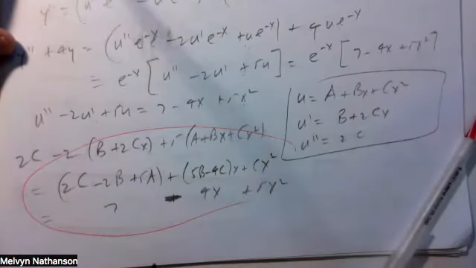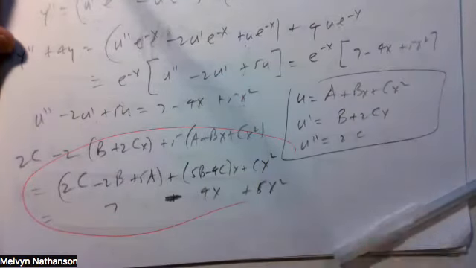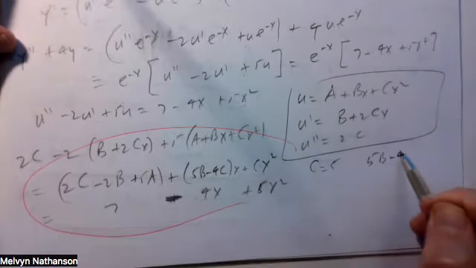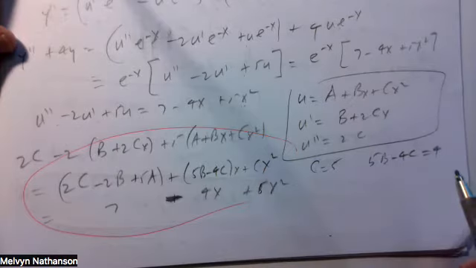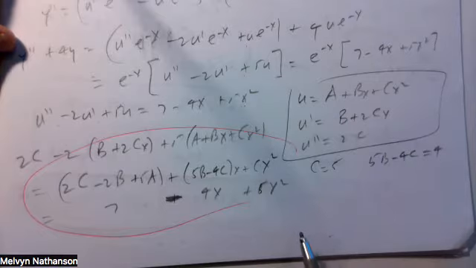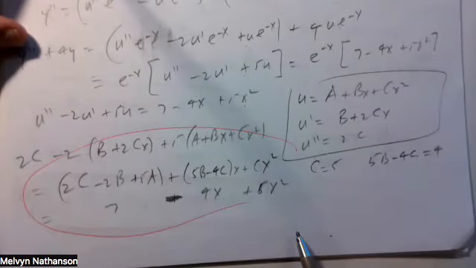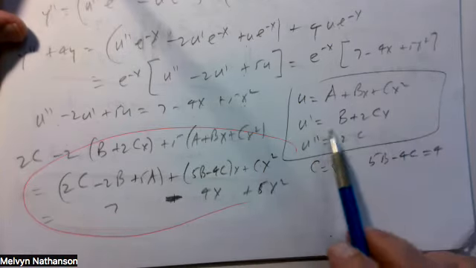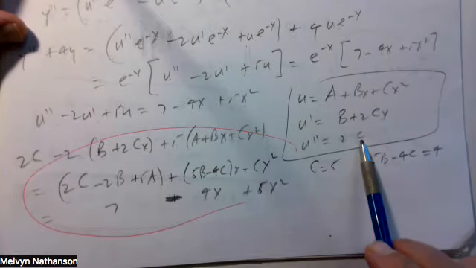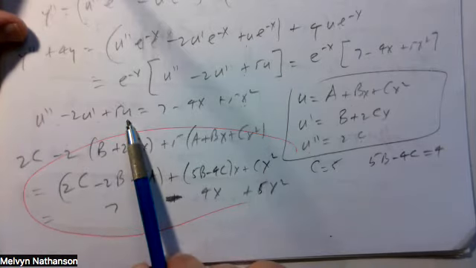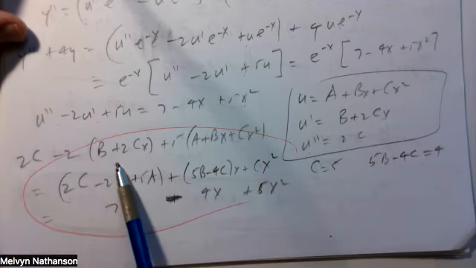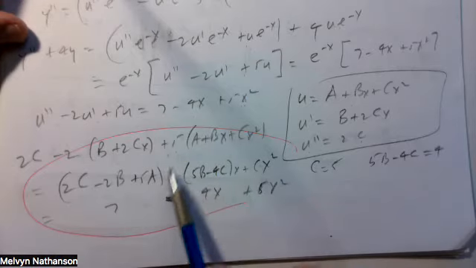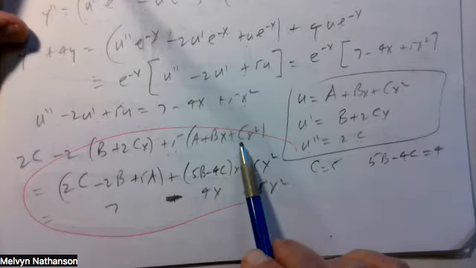So if you equate coefficients, the coefficient of x squared, c is 5. So we get c is equal to 5. The coefficient of x, 5b minus 4c equals 4. Let me just double check my arithmetic. I'm not convinced I did this all correctly. u is a plus bx plus cx squared. u prime is b plus 2cx, and u double prime is 2c. So u double prime minus 2u prime plus 5u is 2c minus 2 times b plus 2cx plus 5u. So this is 5a, 5b, and 5c.